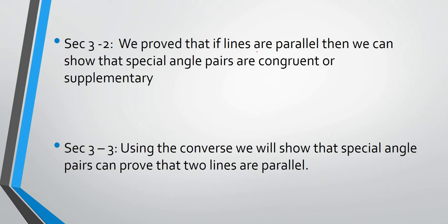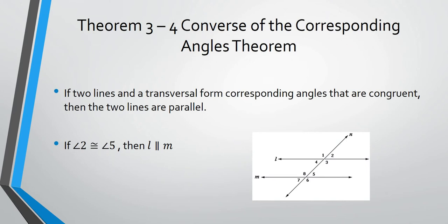So in 3.2 we were given that the lines were parallel and we talked about what happened with the angles. In 3.3 we will be given information about the angles that will allow us to prove that the lines are parallel. So let's look at a theorem. Again, this is something that will be proven.